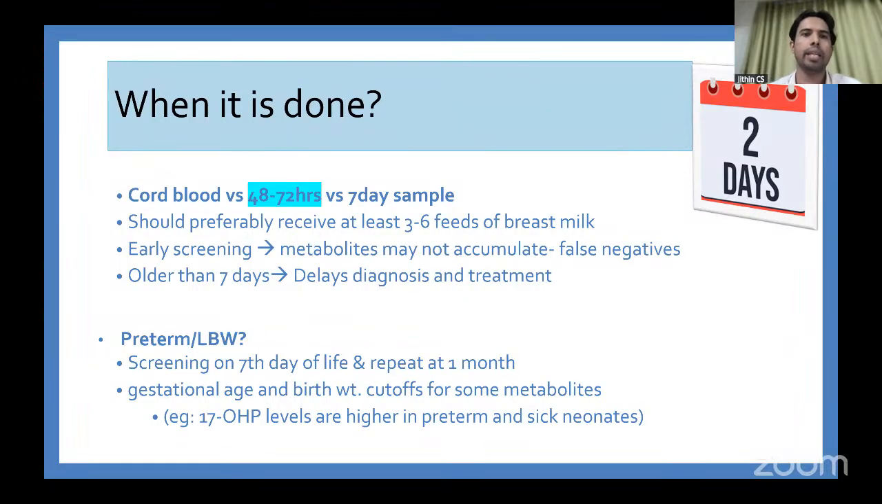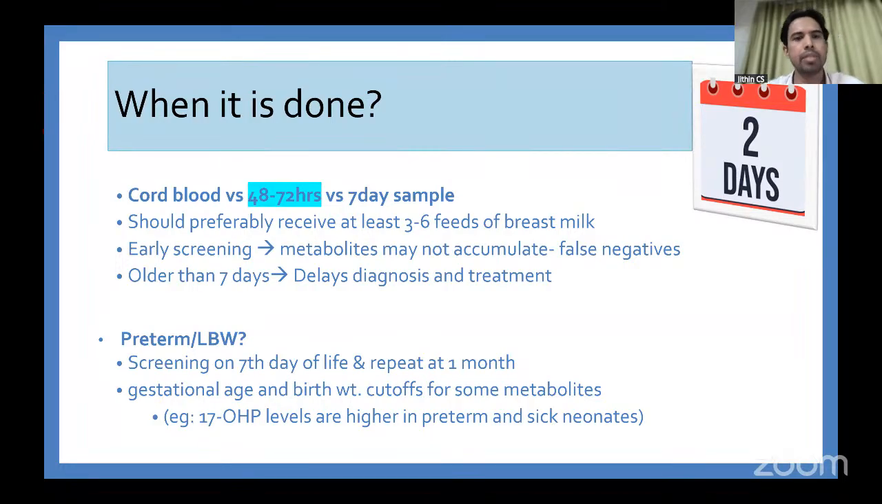And why should it not be later than 7 days? If we send the sample after 72 hours, the result will come after 7 days. So if we take the sample at 7 days, then the result will be announced even later. That will cause delay in diagnosis, and most severe cases of IEMs will present before that.